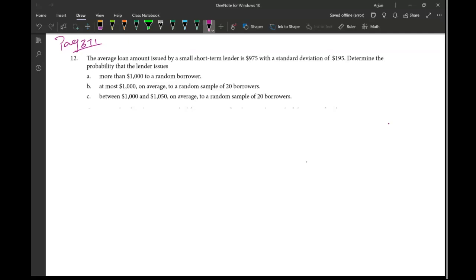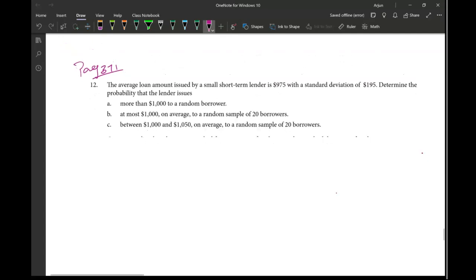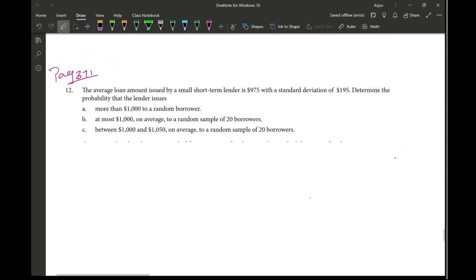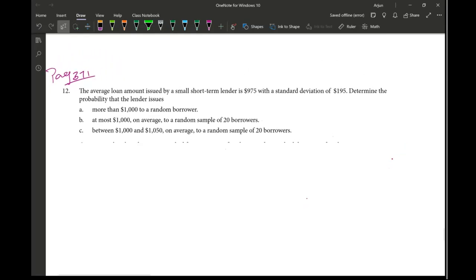Welcome back, folks. I'm going to solve a question from page 371, question number 12, and we are on chapter number 8 right now. The average loan amount issued by a small short-term lender is 975 with a standard deviation of 195. Find the probability that the lender issues more than $1,000 to a random borrower.